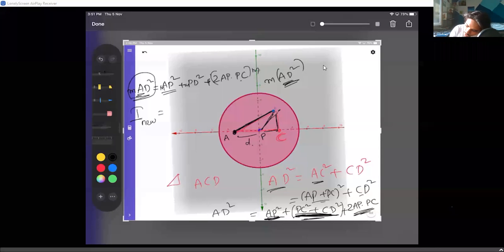M into AP square, where AP is nothing but D, is nothing but MD square. This is nothing but I center of mass. So I nu equals MD square plus I center of mass, and there is this additional term. This is where all the trick is, guys. If I clearly look at it, it is M into PC.